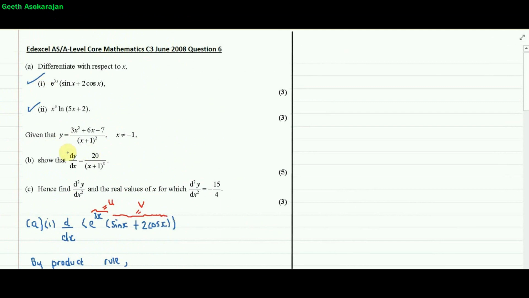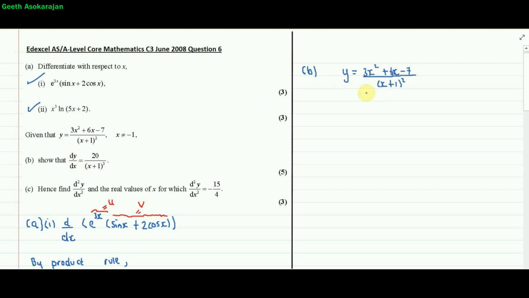Right, moving to part B. Given that y equals 3x squared plus 6x minus 7 divided by x plus 1 squared, where x is not equal to minus 1, in part B we need to show that dy over dx is equal to 20 over x plus 1 cubed. So let me try part B here. So let me copy down y. Y is 3x squared plus 6x minus 7, all divided by the x plus 1 squared below. And we need to calculate the derivative dy over dx.